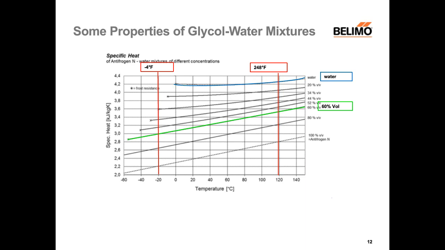On the x-axis, we see the temperature. On the y-axis, we see the specific heat capacity, and you see different lines for different concentrations. I marked the line for water in blue, and I marked the line for 60% of glycol in green. Now, as you can see, the heat capacity for water is around 4.2, and with 60% of glycol added, it goes down to about 3. That means we lose about 25% of heat capacity, or the heat capacity, the ability to transfer heat, is reduced by about 1/4.